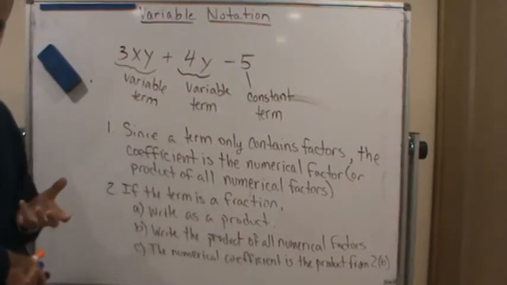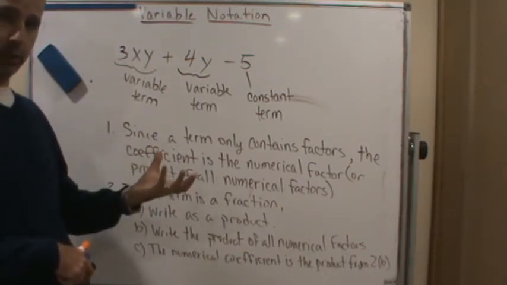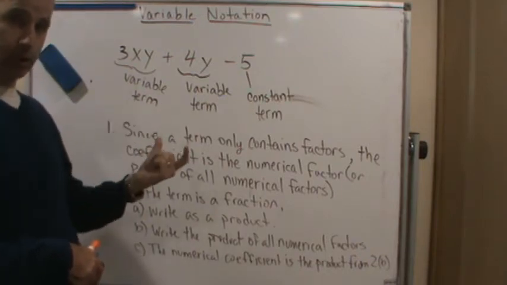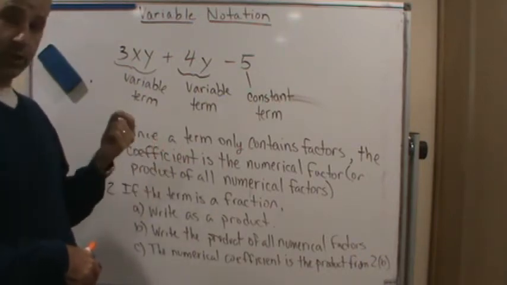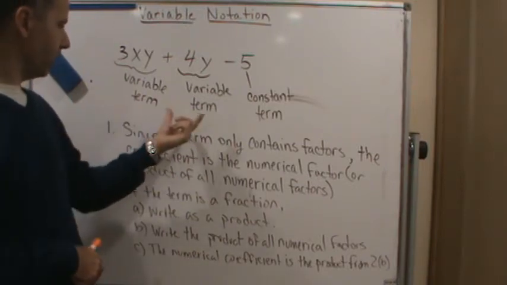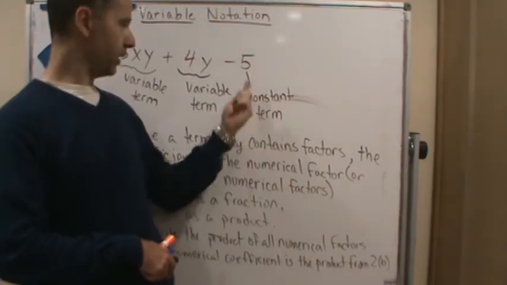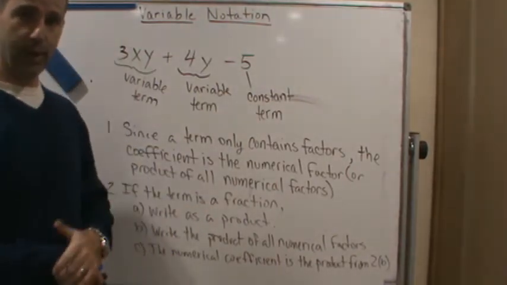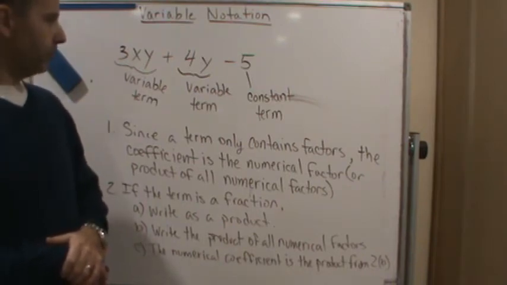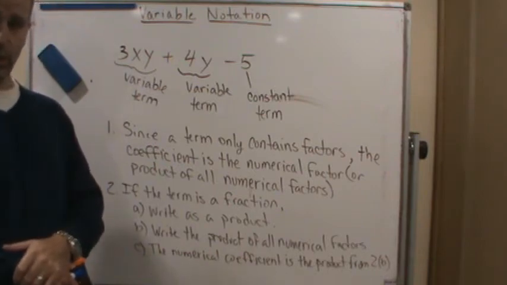A variable term is any expression that is a product of variables, or just variables. It could be one variable, or multiple variables, or a mixture of variables and constants. So this is a variable term, this is a variable term, but this term is what we call a constant term because it is represented only by a number. Okay, so again, that's the difference between a term, a constant term, and a variable term.